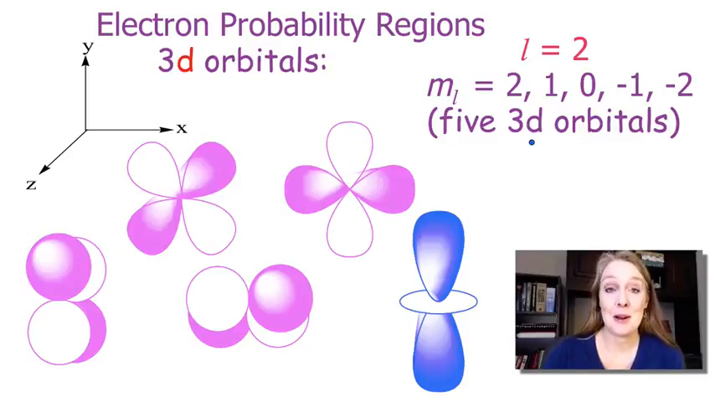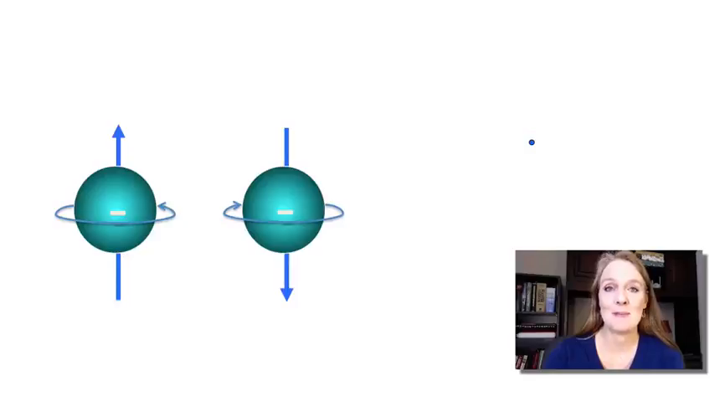The final quantum number that we're going to learn about is MS, the spin quantum number. So the electron is not only a particle that behaves as a wave, but it is a charged particle that is spinning on its axis. It can spin either in the clockwise direction or in the counterclockwise direction. If you have a background in physics, you know that a spinning charged particle creates a magnetic field.